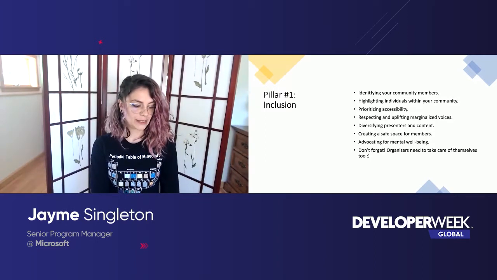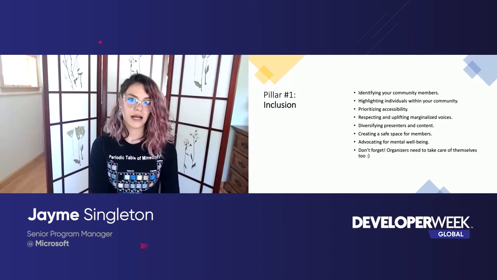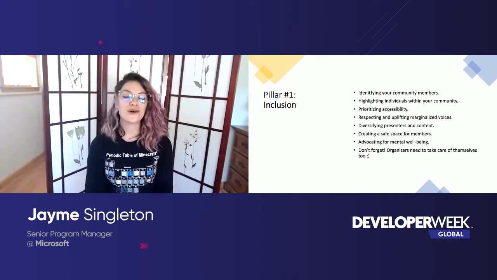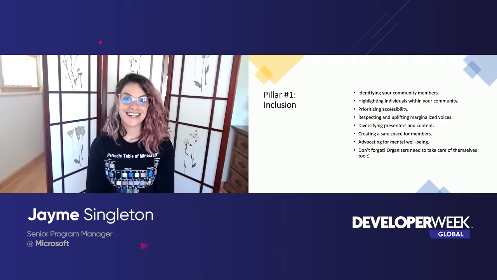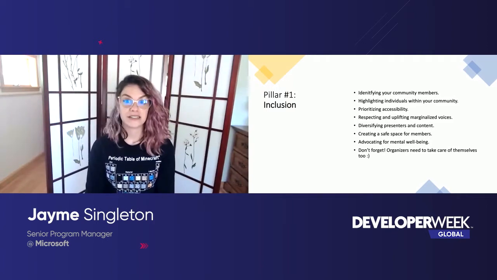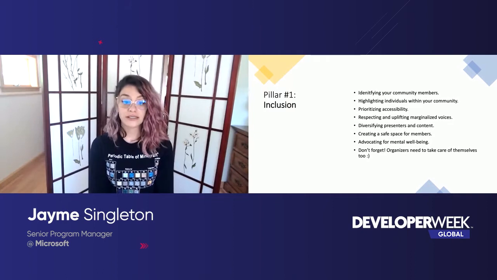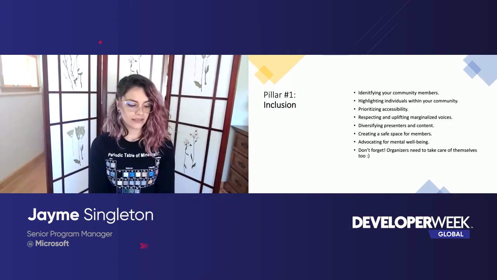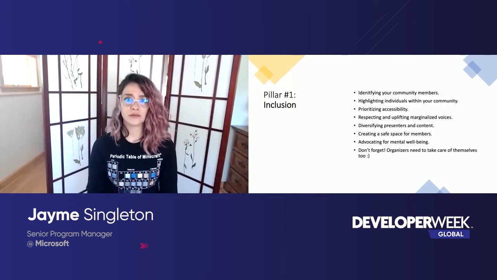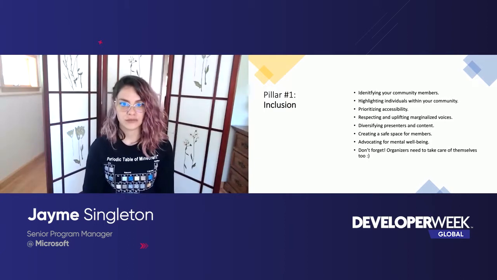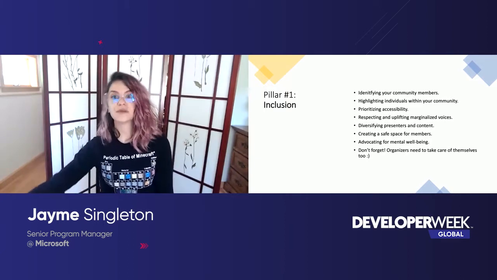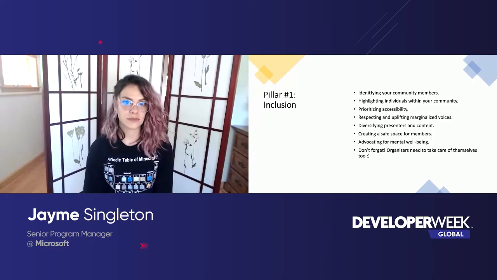My second pillar is communication. This is so important to making sure that you maintain transparency with your community. Maintaining transparency builds trust, and it develops a streamline of communication between both your users and your community, as well as the organizers and presenters.